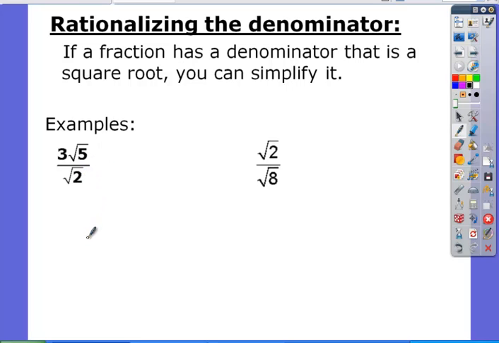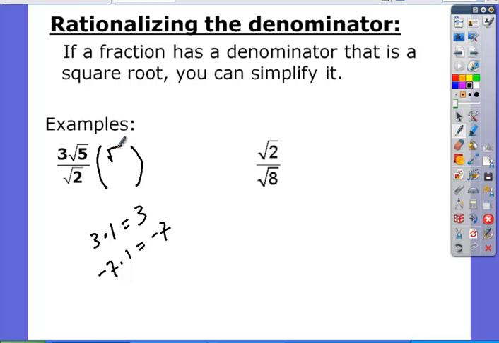Now, what happens to any number when I multiply it by the number 1? So let's say 3 times 1 gives me 3, and negative 7 times 1 gives me negative 7. So anytime I multiply by the number 1, I get that same number back. So it's safe to say that if I were to multiply this by the number 1, I would still end up with 3 square root of 5 divided by the square root of 2. But just multiplying it by the number 1 doesn't change the way it looks. So I have to find another value that is 1 but doesn't look like the number 1.